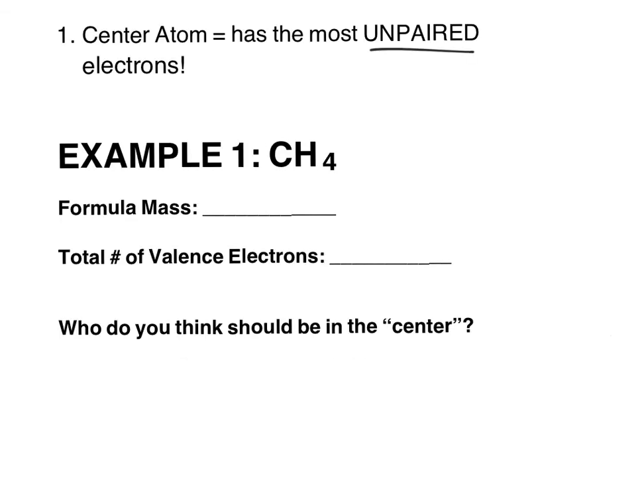So we're working with CH4, so using my periodic table, I want to find the formula mass. The number for my carbon is 12.011, and I'm going to be adding that with 4 hydrogens. Hydrogen's atomic mass is 1.008. So I'm going to do the math, add those together, and I should get 16 AMUs.